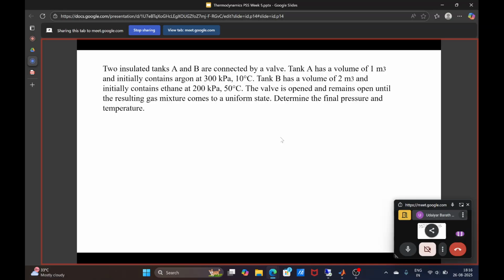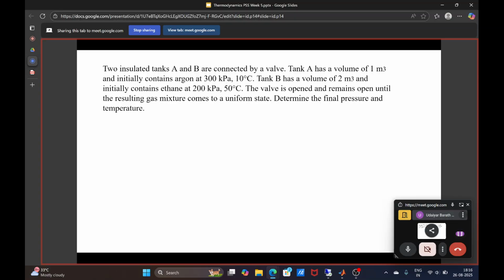So we have two insulated tanks, A and B, connected by a valve. Tank A has a volume of 1 meter cube and initially contains argon at 300 kilopascal and 10 degrees Celsius. Tank B has a volume of 2 meter cube and initially contains ethane at 200 kilopascal and 50 degrees Celsius. The valve is opened and remains open until the resulting gas mixture comes to a uniform state. So determine the final pressure and temperature.